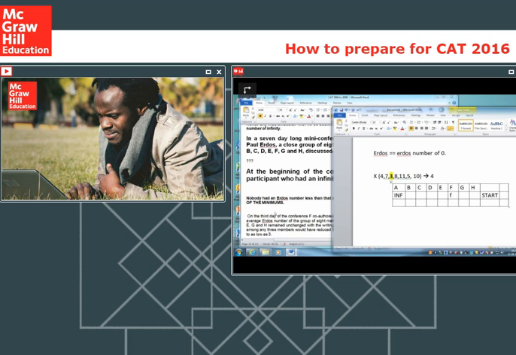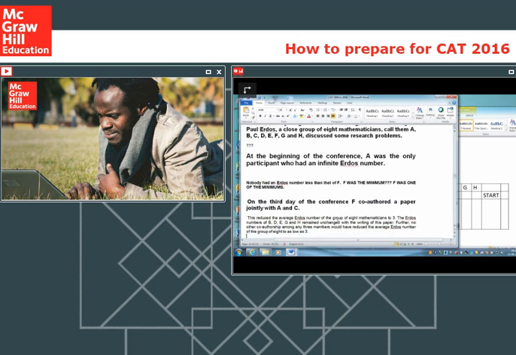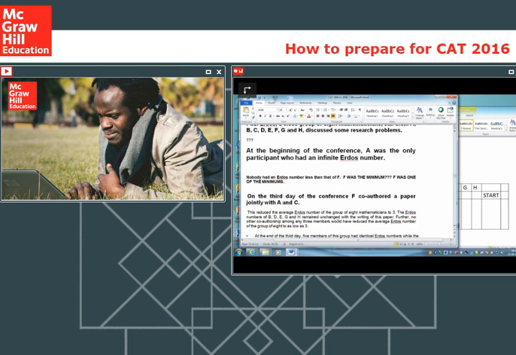So if we define the Erdos number of F as F, based on this, and we put a remark there that he is one of the minimums at this point, we are ready to go ahead from this statement. The problem then says, on the 3rd day of the conference, F co-authored a paper jointly with A and C, and this is where the meat of the problem is.